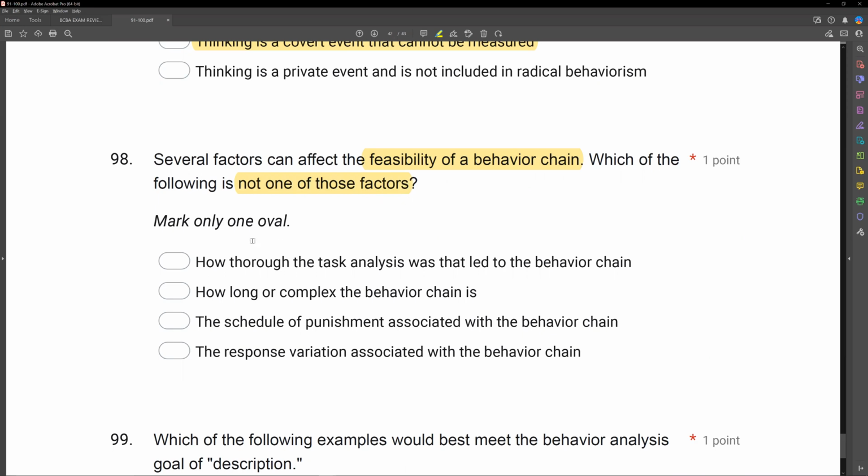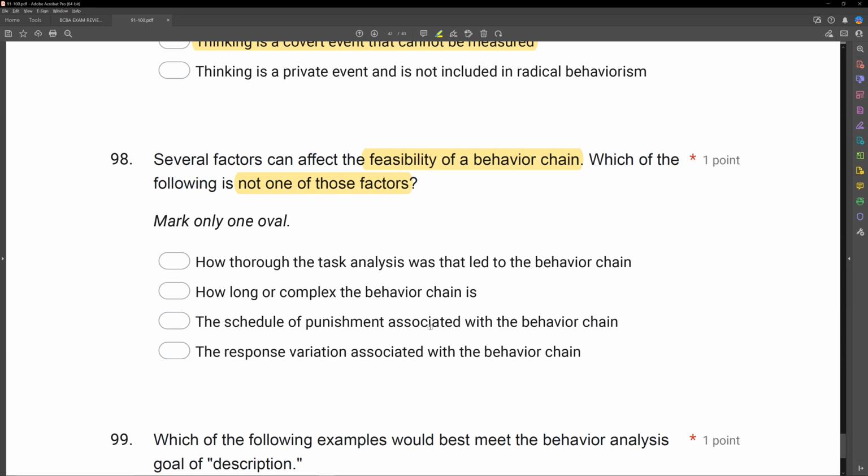One of them won't. A, how thorough the task analysis was that led to the behavior chain. Well, of course, that's going to affect the feasibility. If you conduct a very good task analysis, the behavior chain is probably going to be better, right? So a thorough task analysis is going to affect the behavior chain. B, how long or complex the behavior chain is. Absolutely, right? If your behavior chain is extremely long or extremely complex, that's going to affect how feasible it is for the client, right? That's why we always personalize behavior chains.